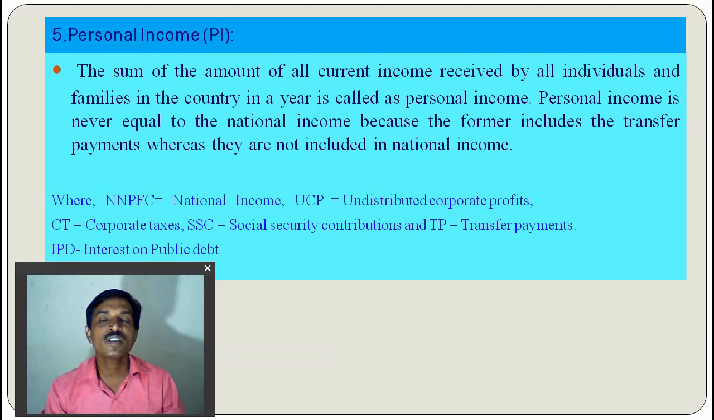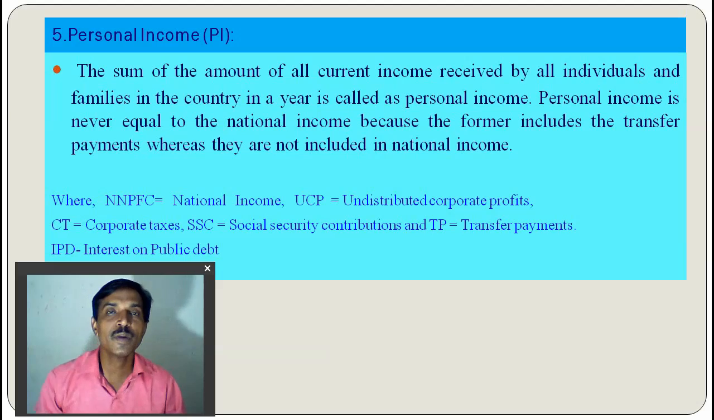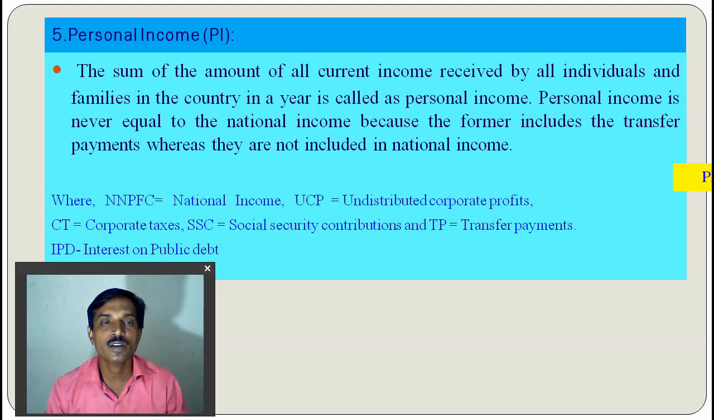So personal income is a different concept and national income is a different concept. In personal income we include the transfer payment, but in the national income we do not count the transfer payment. Transfer payment means income when the person does not directly or indirectly participate in production but gets ready-made income, like a scholarship, pension, or unemployment allowance. The transfer payment is included in the personal income but not in the national income.